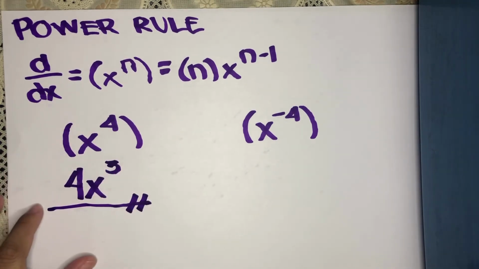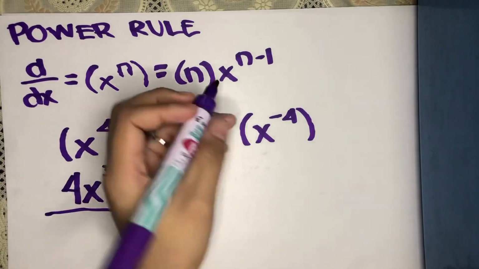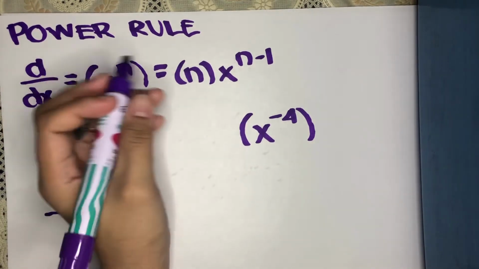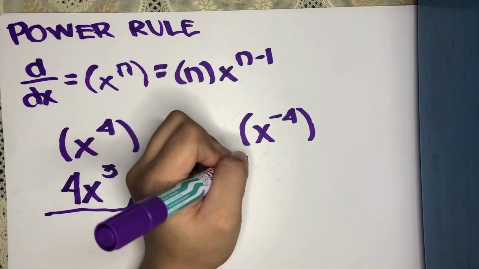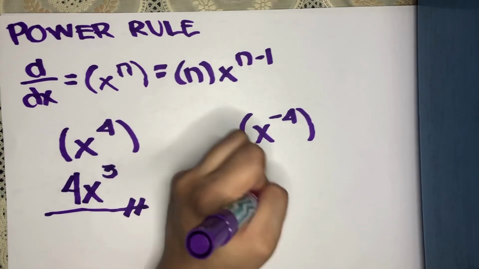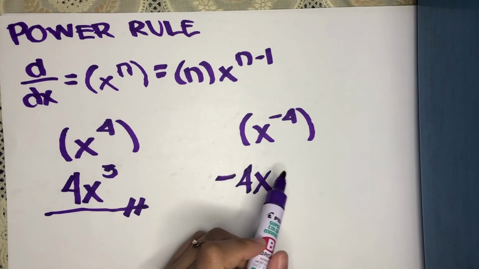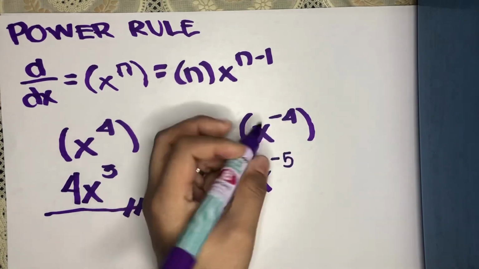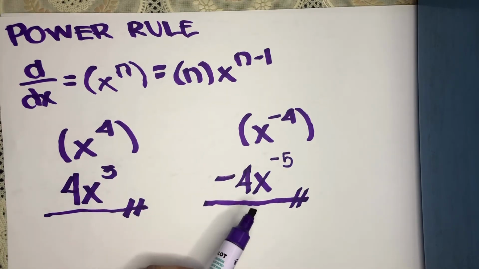So, this is the final answer for example number 1. The second example is x to the negative fourth. Same as number 1, we need to copy the exponent and place it at the front of x. So it becomes negative 4x. For us to get the new exponent of x, we need to subtract 1 from negative 4. So it becomes negative 5. So this is the final answer for example number 2.